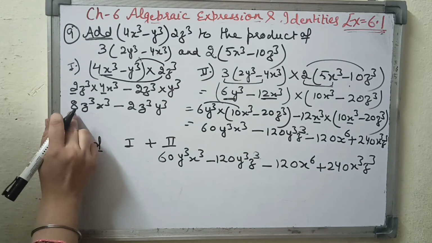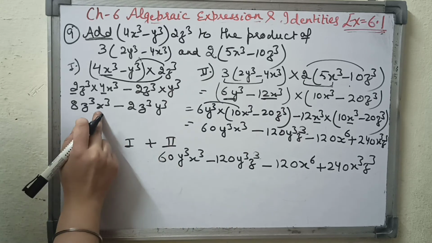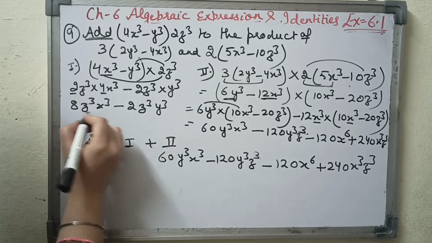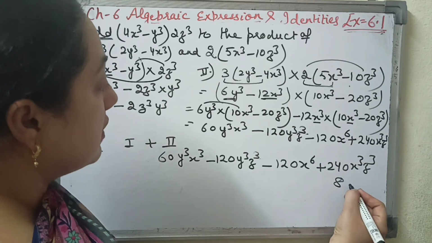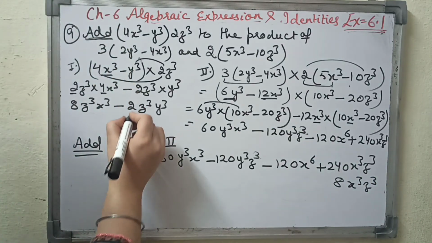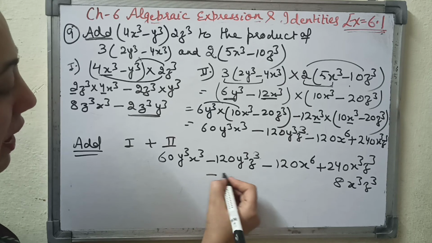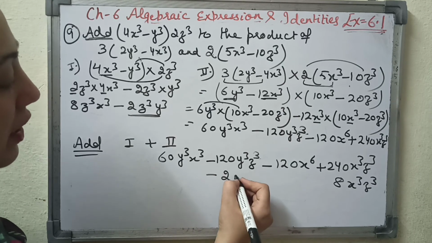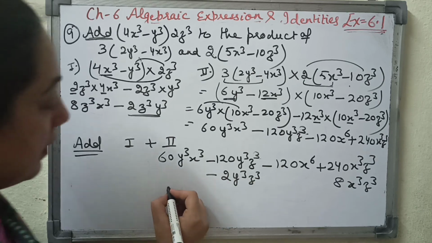Now the first term is 8 z cube x cube. Write it down below the like terms. Here x cube z cube is there, so write down 8 z cube x cube, or x cube z cube is the same thing. And the second term is your minus 2 z cube y cube. This is your minus 2 z cube y cube, and y cube z cube is the same thing.